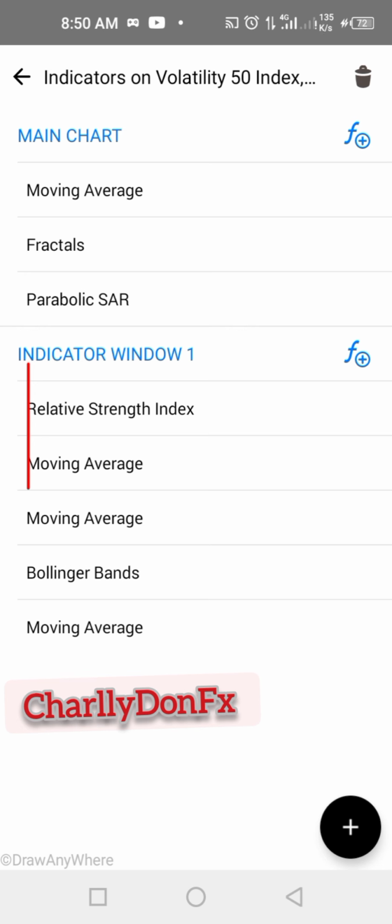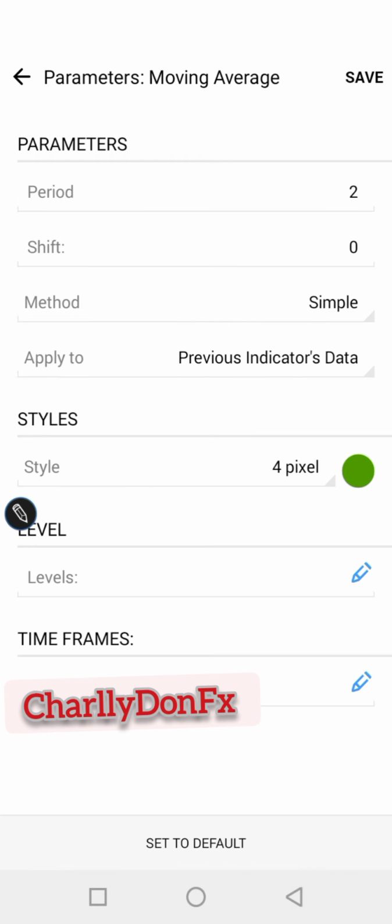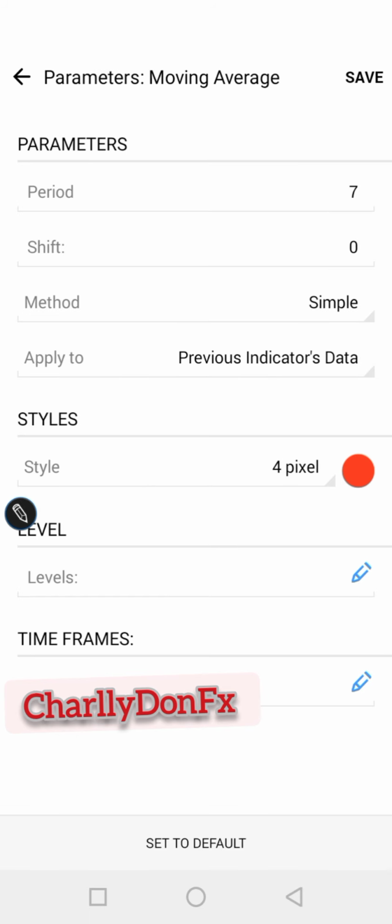And the next one is a moving average. The parameters are period 2, shift 0. The method is simple. Apply to previous indicator's data. The style is 4 pixel, and I'm using green. Use the color of your choice. So the next one is a moving average. We have our parameters as period 7, shift 0. Method simple. Apply to previous indicator's data, and the style is 4 pixel. Use the color of your choice.